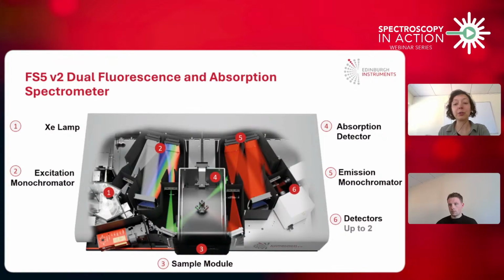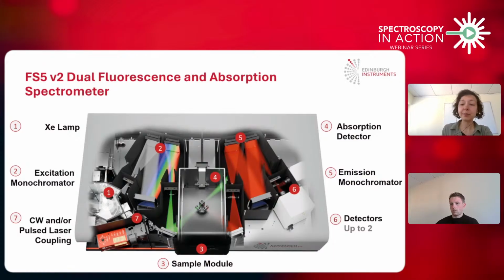You can configure up to 2 detectors. You can also configure the FS5 with a pulse source for lifetime measurements or a CW laser as well. And it has a range of sample modules and 2 detector ports, so it's very configurable, very user-friendly. We're going to see some of these options later.